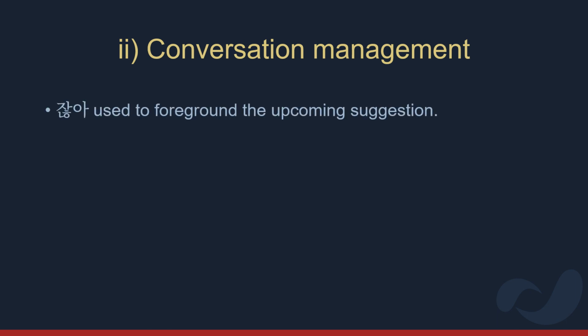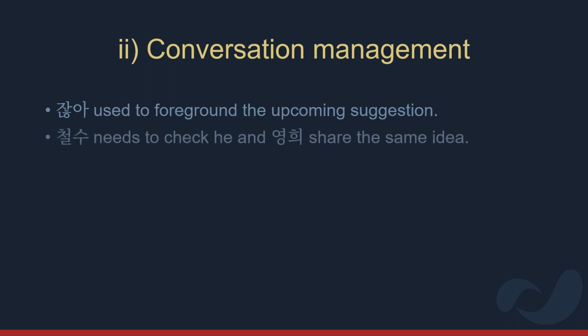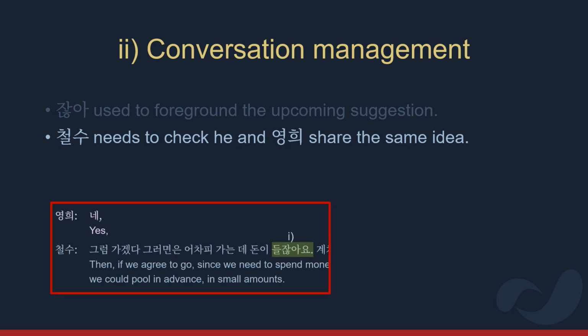In this dialogue, the speakers are deciding whether or not to go on a trip and how they will finance it. Here, canha is used to foreground the upcoming suggestion. Given the nature of the exchange, it's important for both speakers to remain cooperative and be aware of what the other person wants. Canha is used at a conversational inflection point and enables Chosu to monitor Youngie's reaction to the proposal and to check that they share the same idea. The second occurrence of canha is usage 1, where it signals common knowledge.